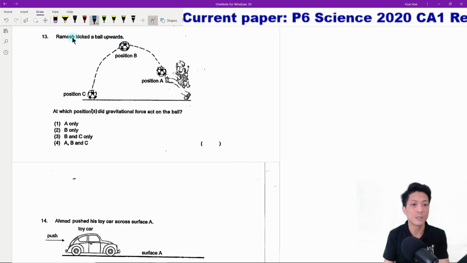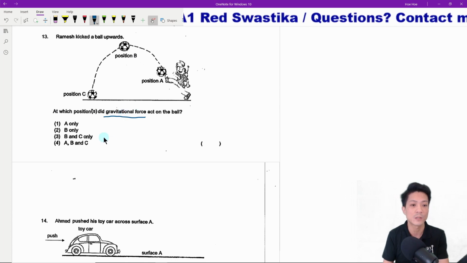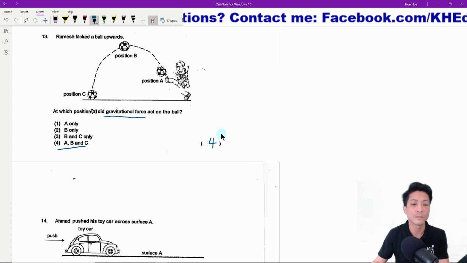Question 13. Ramesh kicked a ball upwards, so positions A, B, and C. At which positions did gravitational force act on the ball? So gravitational force, remember, acts on all positions. It's not gravitational potential energy, so you've got to read carefully.